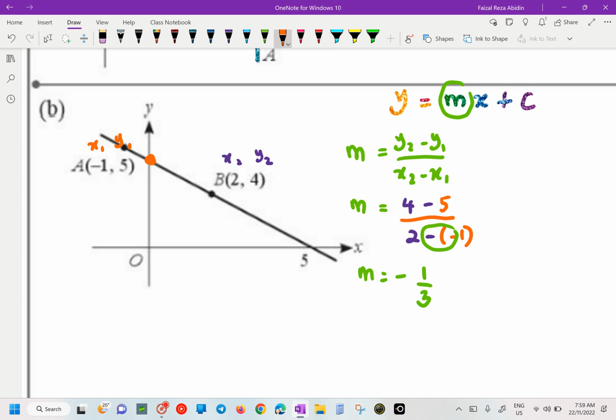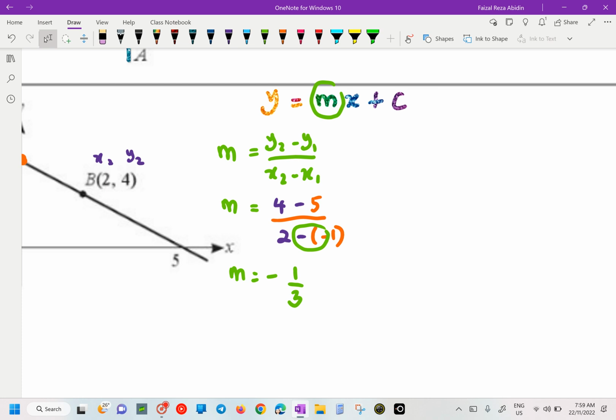We are going to choose either point A or B, substitute into our equation of straight line to find our C, because we have already what? Gradient, isn't it? So, which point are you going to use? A or B? Okay, so your friend said B. So, we are going to use our point B, because A and B you can choose either one. B is (2, 4). So we have our x and y here.